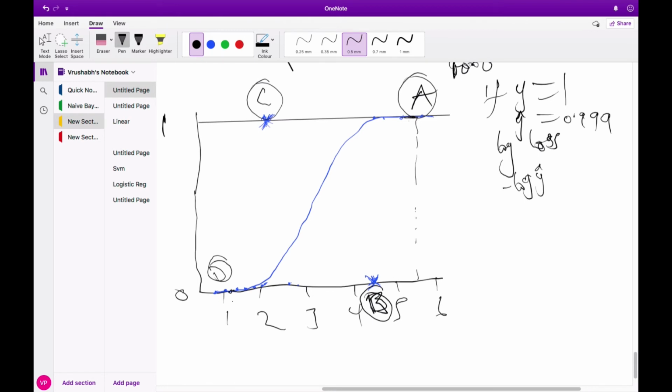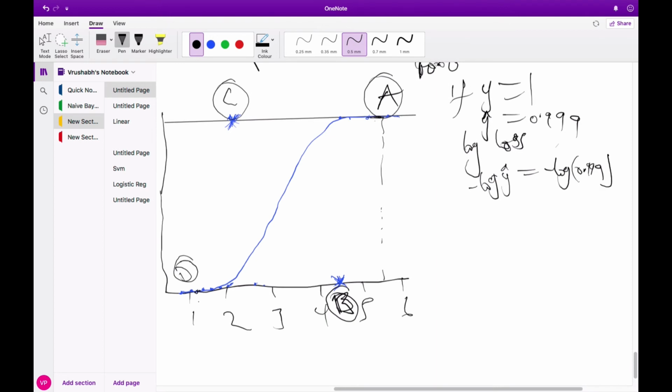So in that case we're going to have negative log of our y hat, negative log of 0.999, something like that. And if we find log of 1, log of 1 is approximately 0. So we can say that log of 0.999, which is close to 1, can be approximated to 0. You can approximate it to 0.